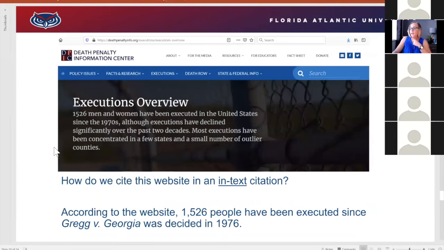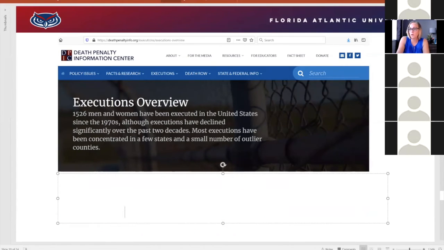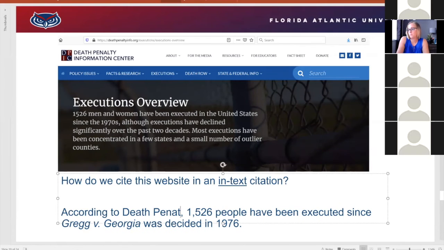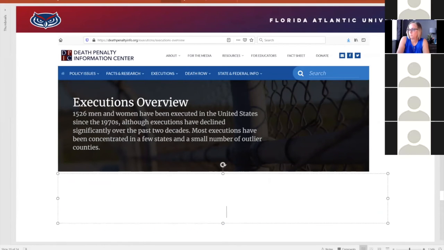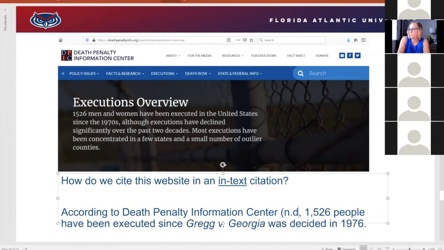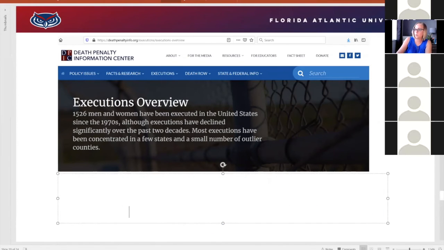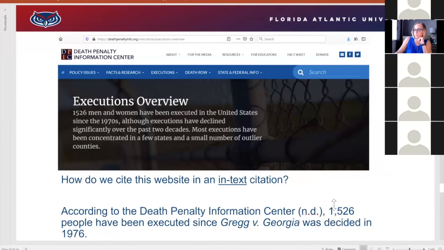Okay, so now we're going to cite this website as an in-text citation. So here, we're going to say, according to the Death Penalty Information Center, this many people have been executed since the 1970s. And it would be the same thing if you were going to cite it at the end. It would just be Death Penalty Information Center, comma, no date.